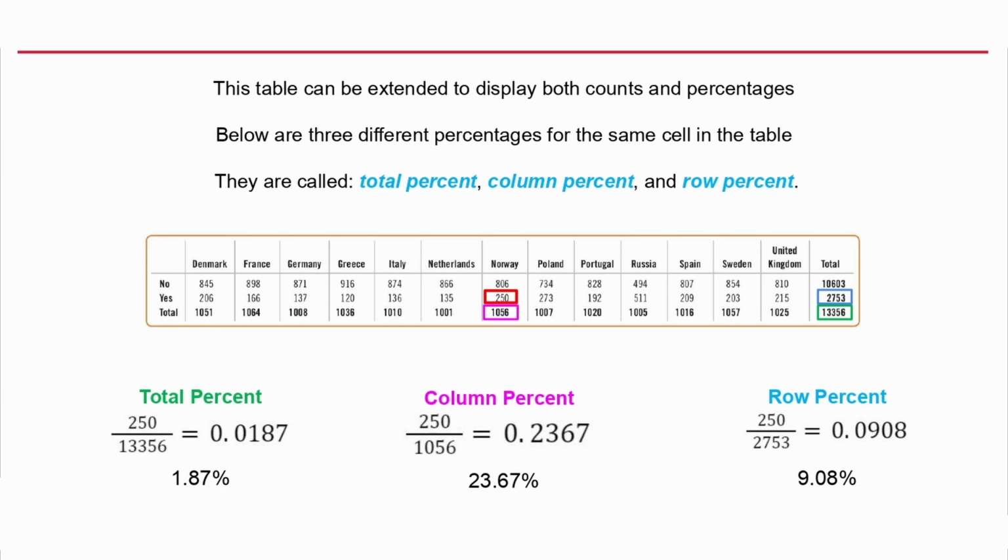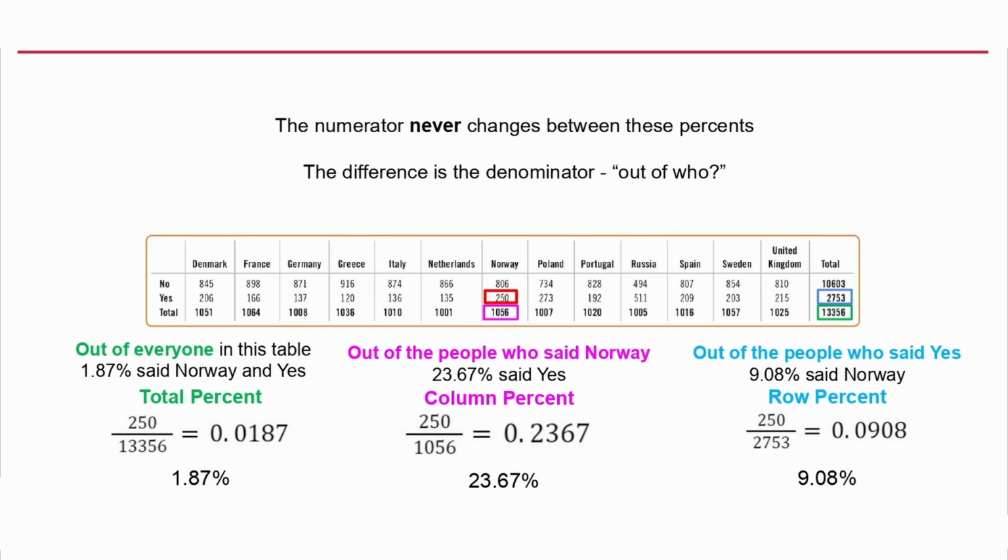If you wanted to divide that by the grand total of people, say 13,356, you could, and you would get 1.87%. If you just wanted to divide that out of the total people in Norway, 1,056, you could, and you would get 23.67%. If you wanted to divide that by the total number of yeses, 2,753, you could, and you would get 9.08%. I want you to notice that in these fractions, the numerator is not changing. It's the denominator that's changing.